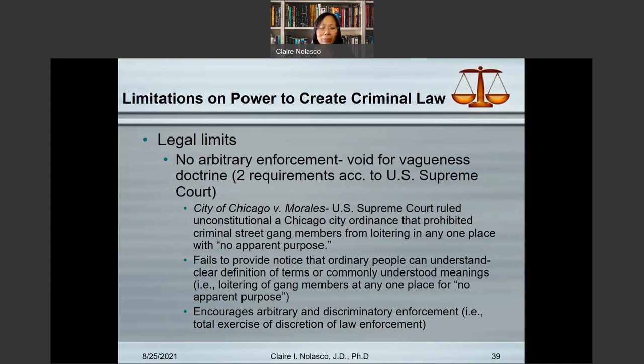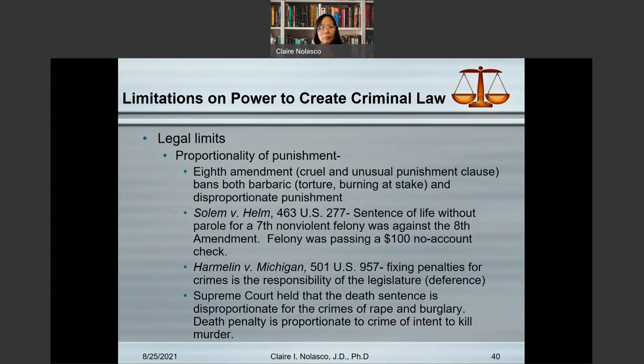And the court said that it fails to provide notice that ordinary people can understand because there's no common or accepted definition of no apparent purpose. It also encourages arbitrary and discriminatory enforcement because law enforcement officers would be able to exercise total discretion in their interpretation of what it means by the fact that that person was there loitering with no apparent purpose.